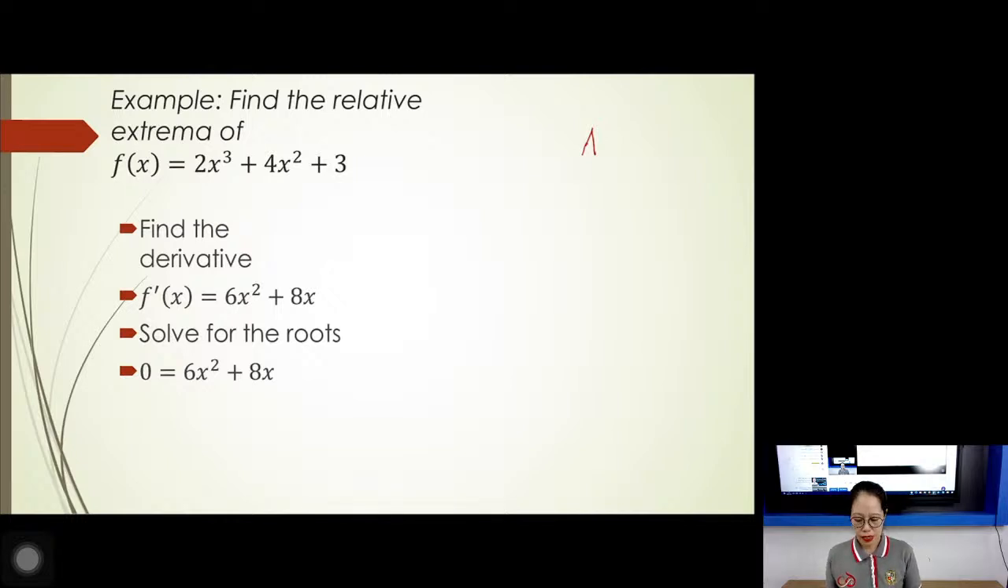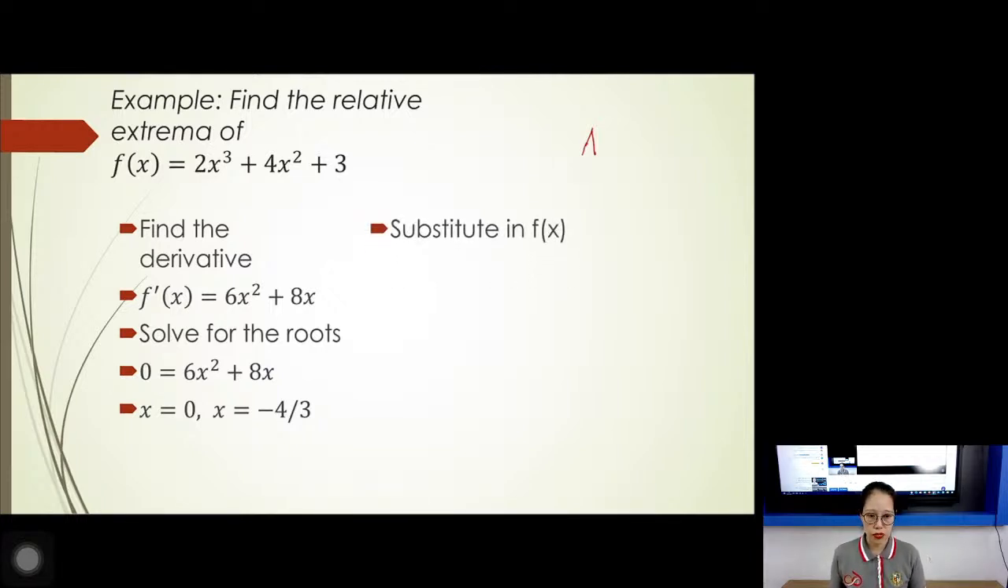Okay, so if your answer is 0 and -4/3, then you are correct. So the values of our x here are 0 and -4/3. There are 2 values because we have a quadratic function, right? You're correct. Very good. Okay, so that is step number 2. Step number 2 is solve for the roots.